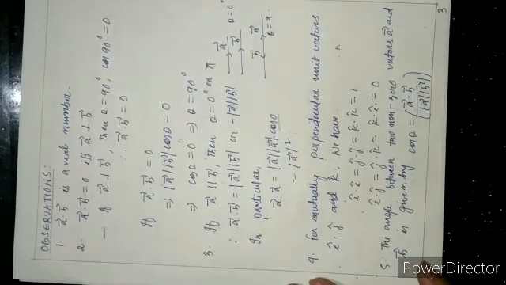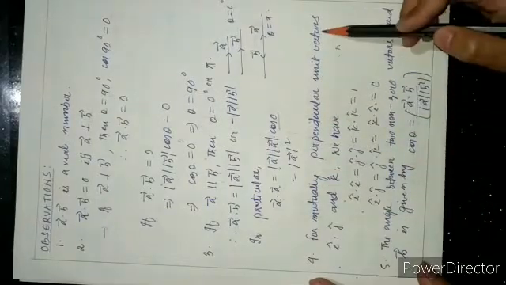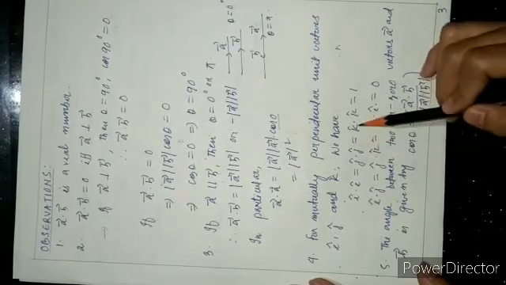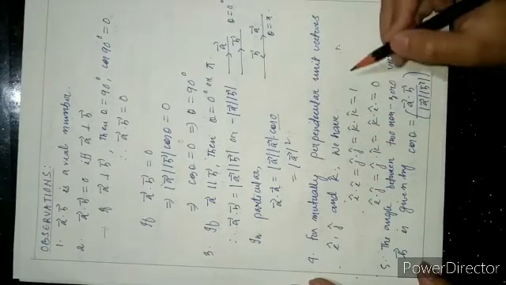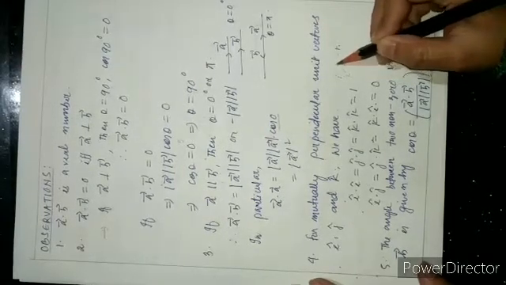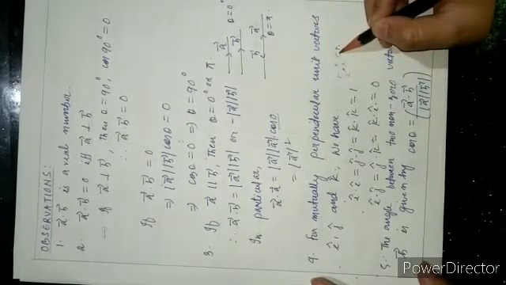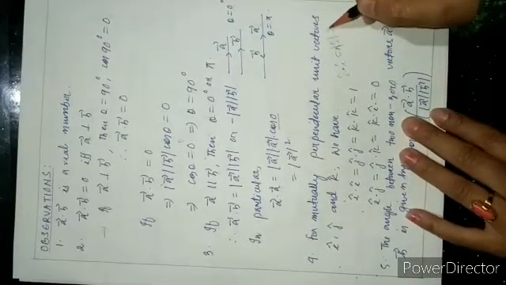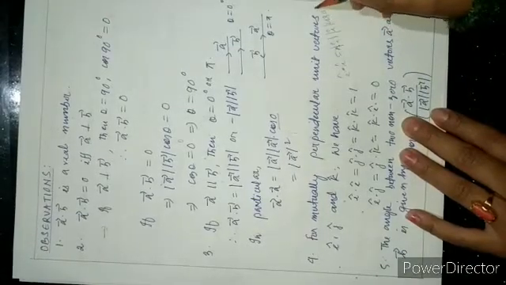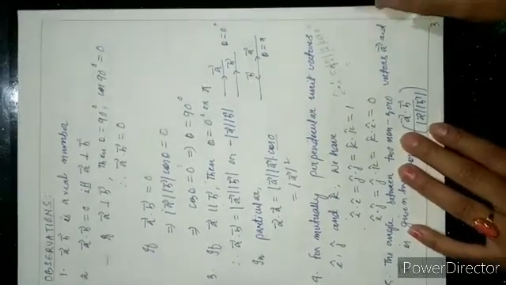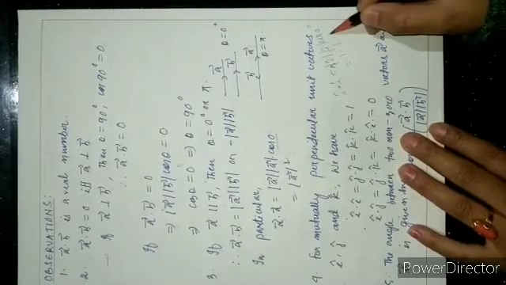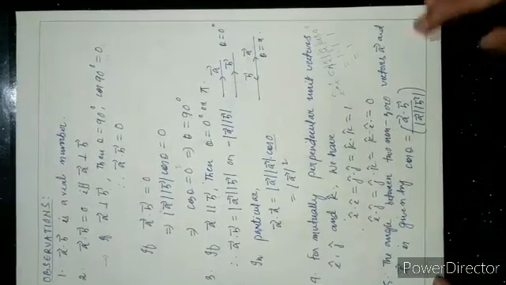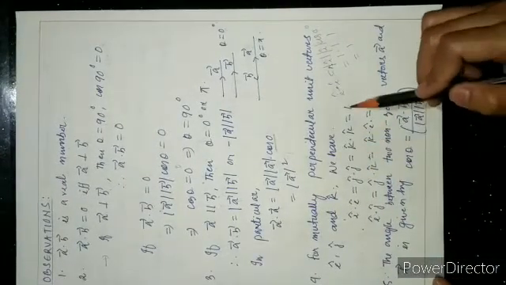Observation number 4. For mutually perpendicular unit vectors i cap, j cap, and k cap, we have i dot i, j dot j, k dot k equal to 1. From the definition, i dot i will be equal to magnitude of i multiplied by magnitude of i multiplied by cos of 0. Since magnitude of i is 1 and cos of 0 is equal to 1, it will be equal to 1. Similarly, j dot j and k dot k will be equal to 1.